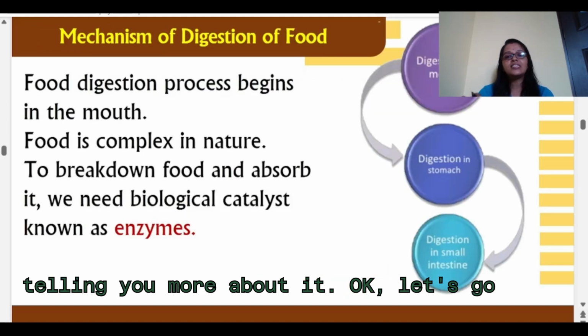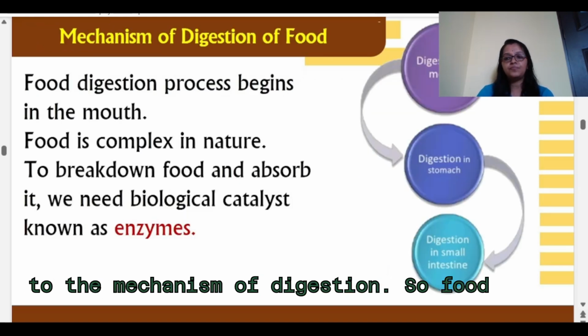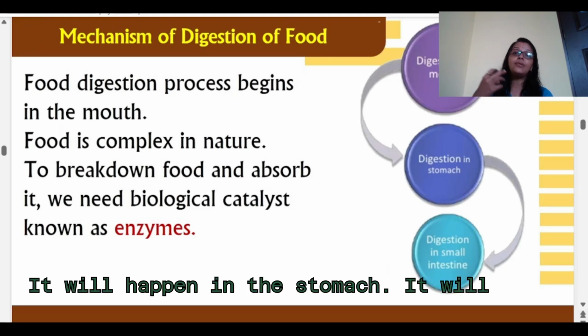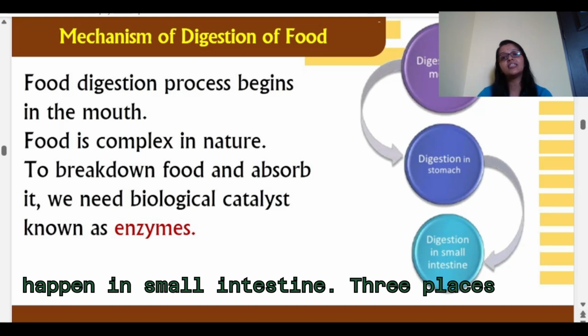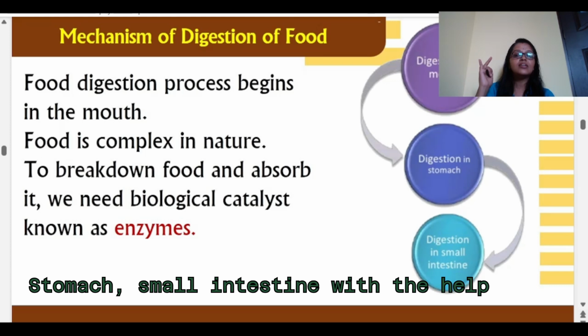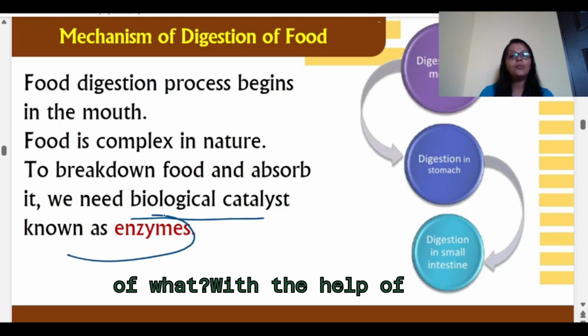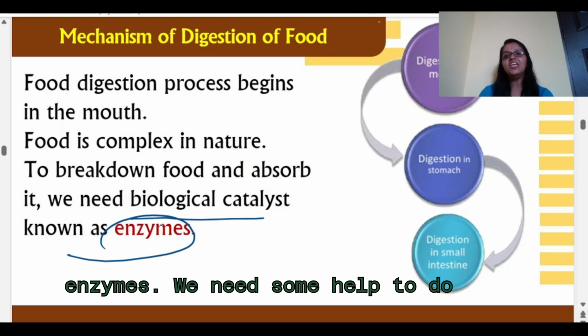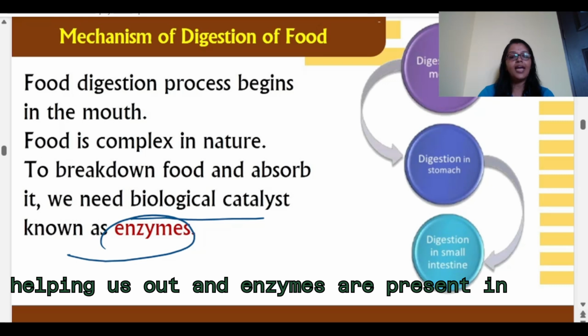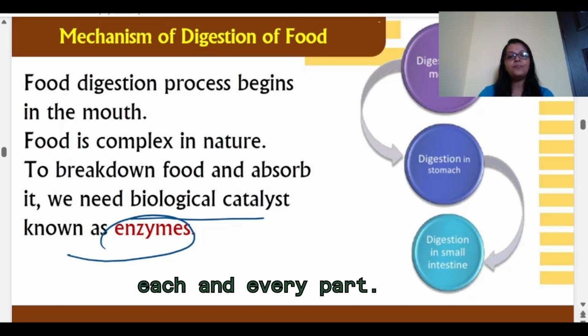Okay. Let's go to the mechanism of digestion. So the food digestion process happens in the mouth. It will happen in the stomach. It will happen in the small intestine. In 3 places the food is getting digested: mouth, stomach, small intestine. With the help of what? With the help of enzymes. We need some help to do something, right? So the enzymes are helping us out. And enzymes are present in each and every part.